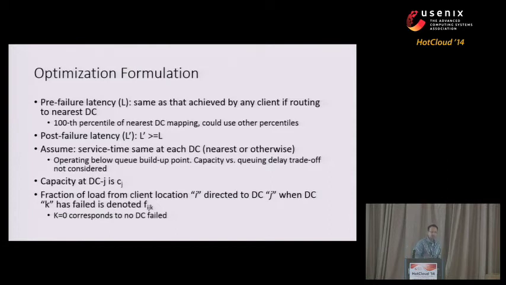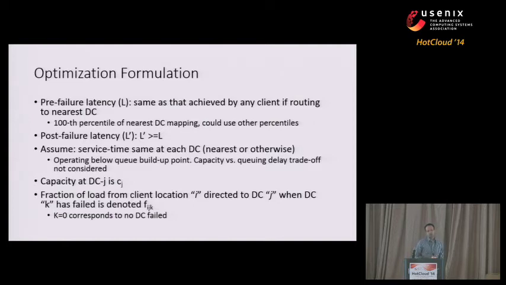The only thing this limits us from doing is ignoring queuing effects. If I were to provision smaller capacity and allow for more queuing, I could serve more client demand with a smaller data center, but we are not worrying about that trade-off here. And then really what we are trying to optimize is the total capacity. Let's say the capacity of the jth data center is Cj. We want to optimize the sum of that.